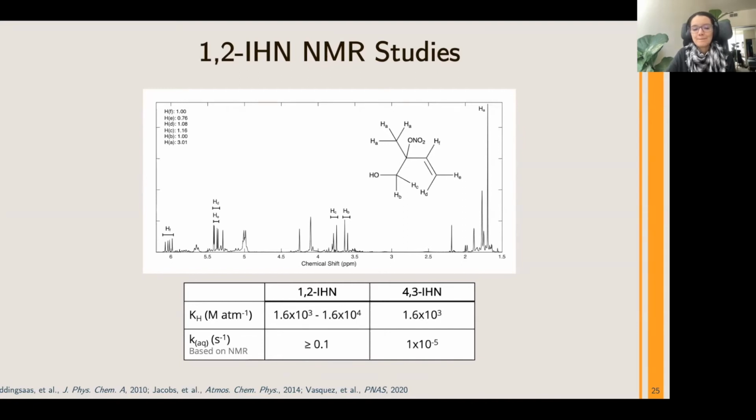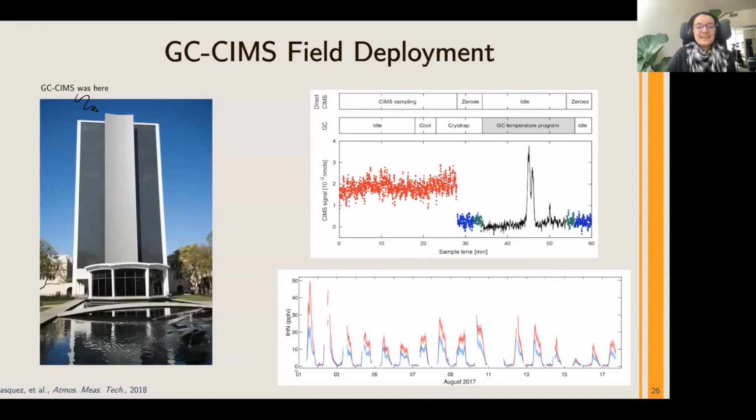But the thing about the lab is that sometimes compounds behave differently than they do in the actual atmosphere. And so it would be really nice if we could have evidence that this is actually happening. And that's exactly why we deployed the GC onto the Caltech campus. I'm showing the building here that it was on, as well as just some example data.